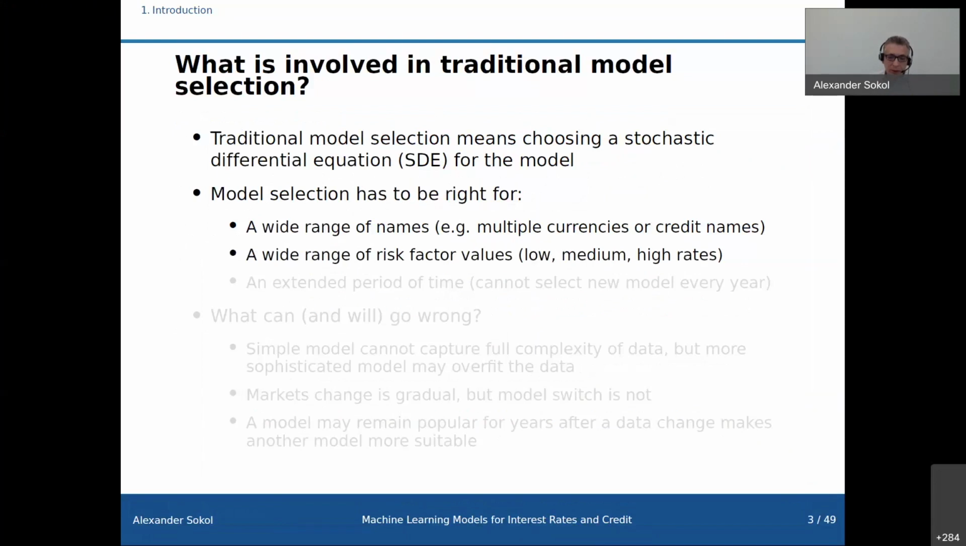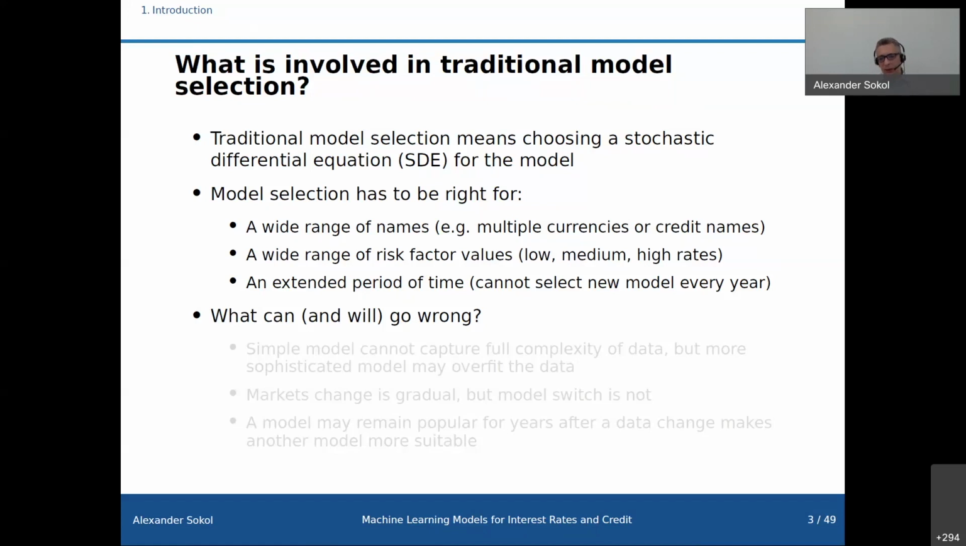And also, the model has to be good for an extended period of time. And here, extended period of time means not the model time. It means it has to be good for a number of years, because we don't want to be selecting a new model every year, right? We don't want to be saying today our model is, let's say, LMM, and tomorrow our model is LMM SABR, and next day we're back to LMM, right? So the model has to be good for an extended period of time. Models improve, they change. We don't want to be switching the model all the time.